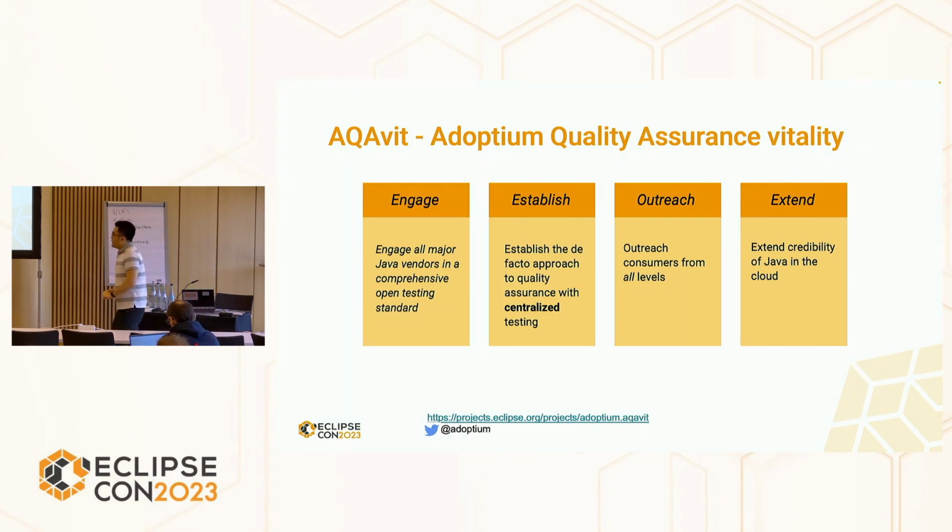So first, what is AQAvit? It stands for Adoptium Quality Assurance Vitalities. Our strategies include engage, establish, outreach, and extend. For engage, we work to engage all the major Java vendors in comprehensive open testing standards. We also want to establish the de facto approach to quality assurance with centralized testing. For outreach, we reach out to customers from all different levels, and we want to extend the credibility of Java in the cloud.